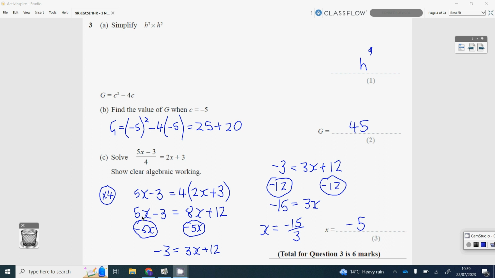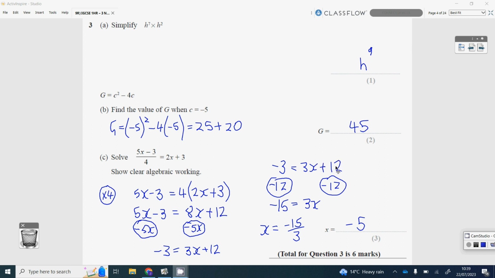So let's now take all our x's to the biggest side, which is the right. So let's take away 5x from both sides, giving us -3 equals 3x plus 12, which I've carried over here. So I've got all my x's on the right. Now let's get all our normal numbers on the left.